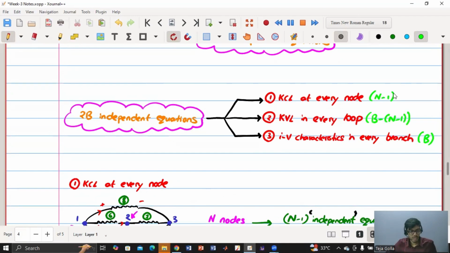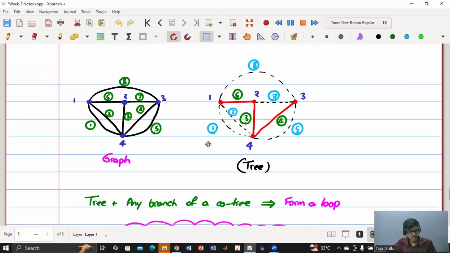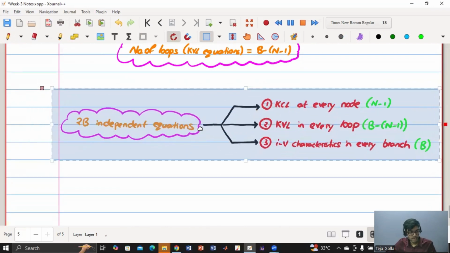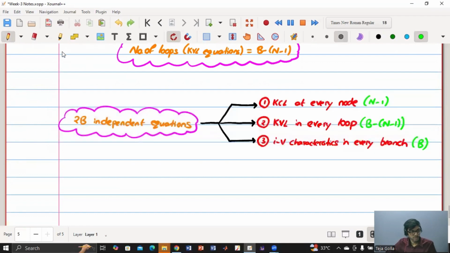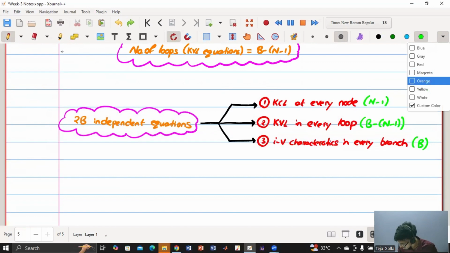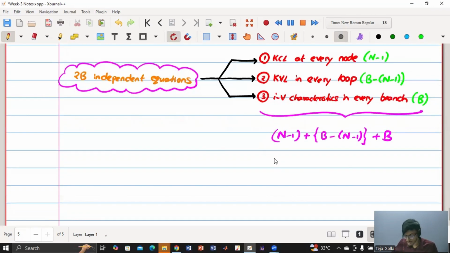Okay. So these are the equations that we'll be getting by applying KCL, KVL, and IV characteristics in every branch. So how many equations are we getting in total? We are getting in total (n minus 1) plus (B minus (n minus 1)) plus B. So how many equations in total? 2B, right? This is 2B. The n minus 1 will get cancelled with this, which is the same thing as this.